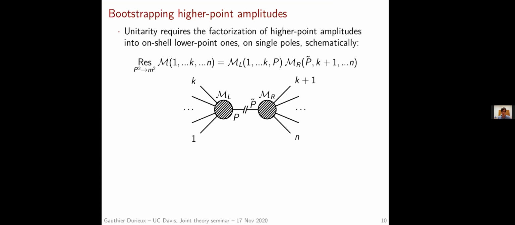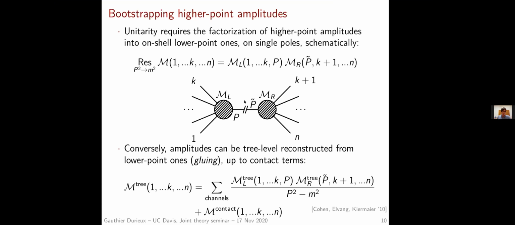On-shell amplitudes. So we can also try to reverse engineer this factorization property to construct tree-level amplitudes. We can just take lower-point amplitudes, glue them together, add the correct denominator to reproduce the correct pole structure, sum over all the channels, and doing so, we reproduce the full non-trivial analytic structure of tree-level n-point amplitudes. And what we're missing when we do that is only contact terms, only terms which do not have any poles.